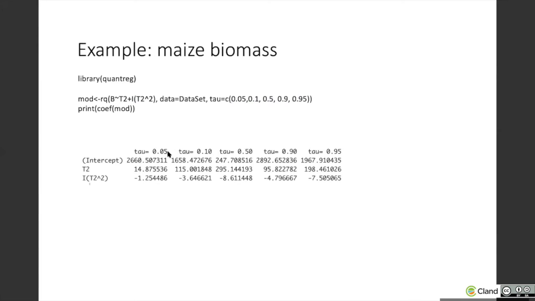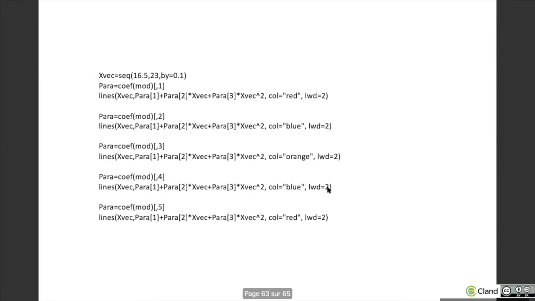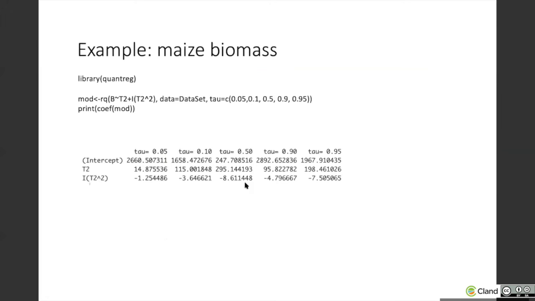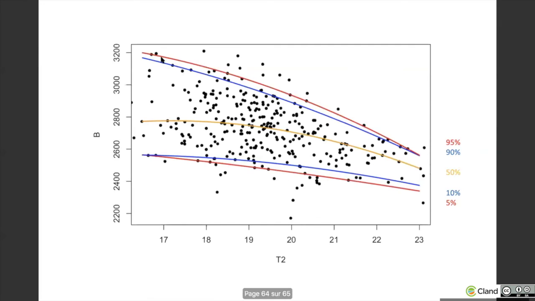And here, in the small table, I show the regression coefficients obtained for the different quantiles: 5%, 10%, 50%, the median, 90%, 95%. In this graphic, I think you will understand better what happens here. I show the results of the regression corresponding to these different coefficients. This corresponds to the quadratic regression for the quantile 95%. In blue, you have the regression for the quantile 90%. In orange, you have the median. Blue again, you have the regression for the 10% percentile. And in red again, you have the regression for the 5% percentile.